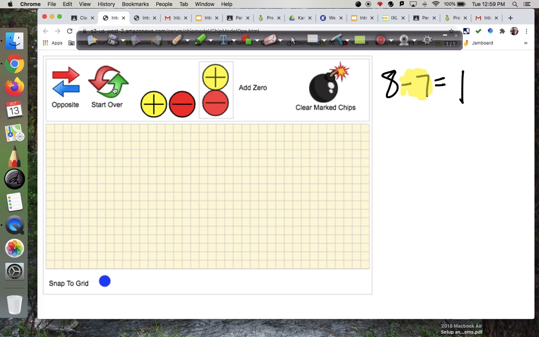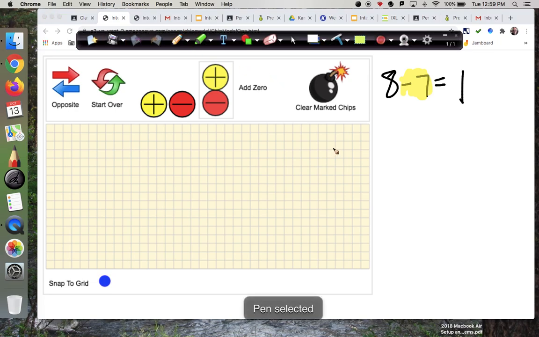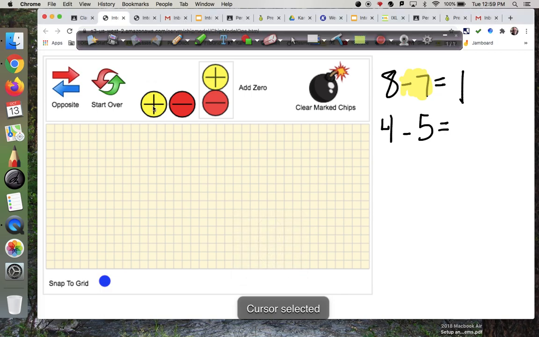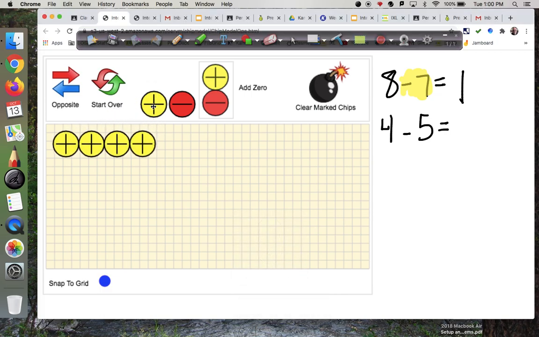I'm going to leave that up there, and let's now try something where we're subtracting more than we have on the board. So let's do 4 minus 5 and see what happens. Let's try that same thing. So 1, 2, 3, 4, and if I try to do the same thing I just did, and I click on 5 of these, well, I can only click on 4. I can only take 4 away. So we're going to take a 0 pair down, so I have another one that I can take away.